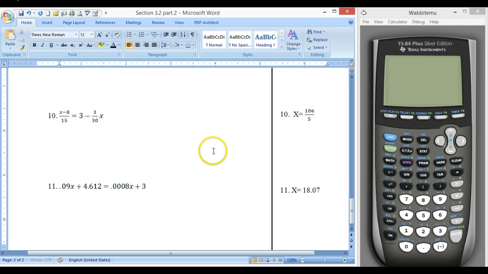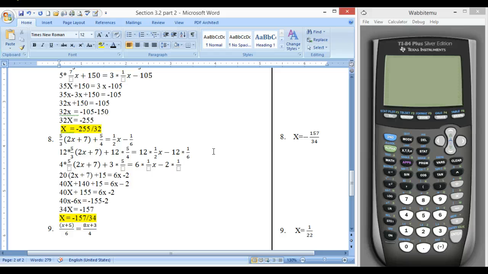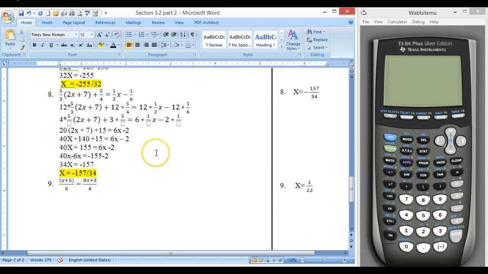And I think, do I have enough room for the last ones? Oh, we'll go on to the next page. Okay, so there we go. That's the end of number 8. Let's move to the next example.